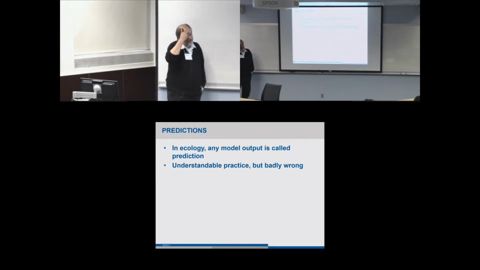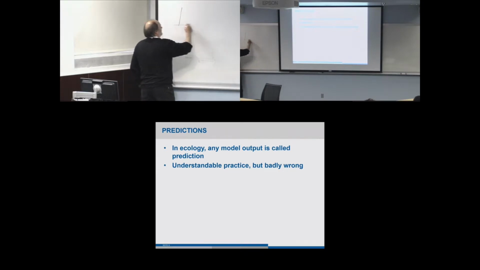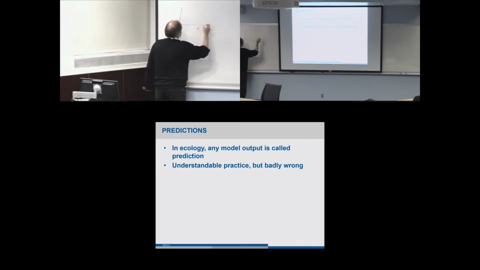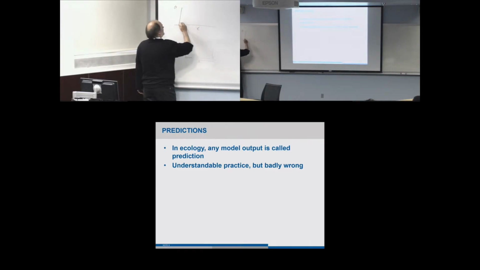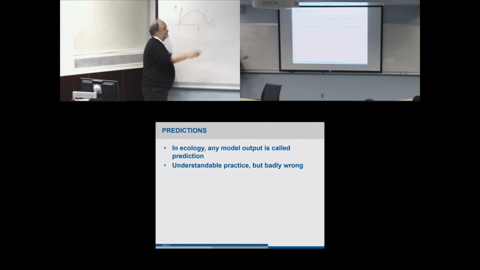But a key problem is that in ecology, the term prediction has been diluted or is not used in a proper way. In ecology, any model output is called prediction. Very often you have a paper with some variable, often time, and some output variable, and then you have your observed values, maybe some replicates, and then the output of the model with some confidence interval. This is called prediction. Model output is called prediction.